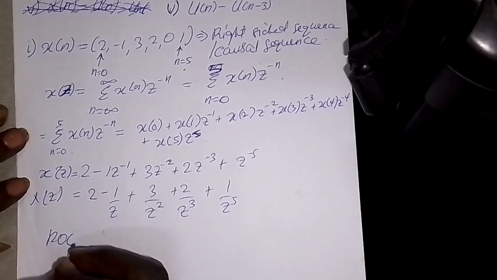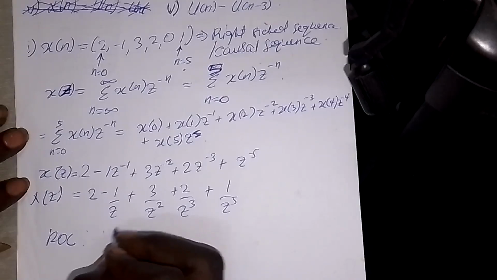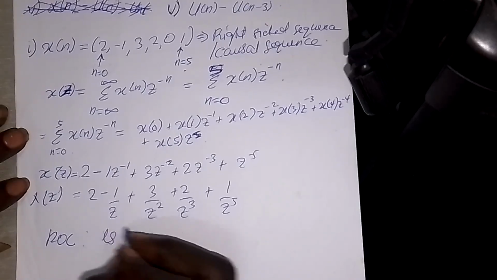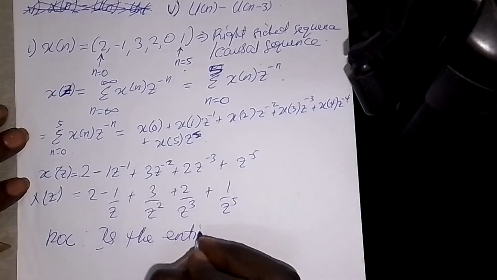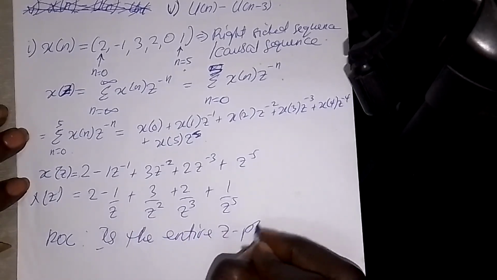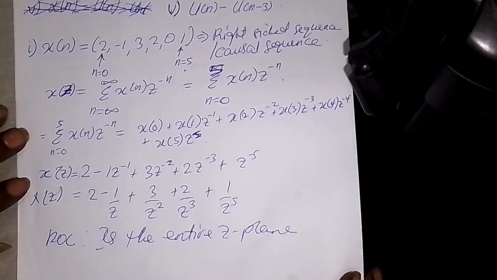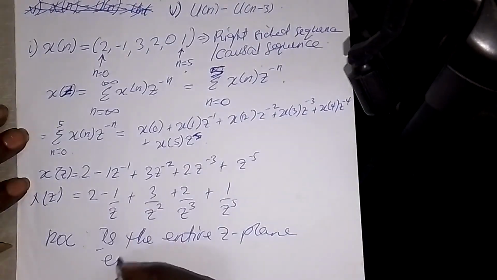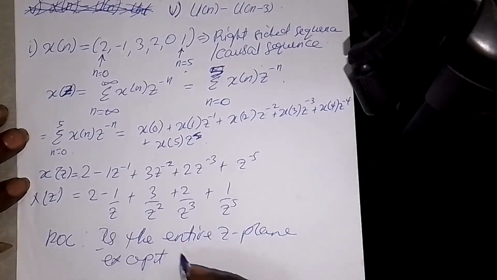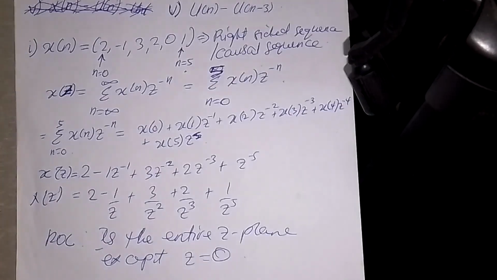But for my ROC, because it's going to infinity, I will say that the ROC is the entire Z plane, except z equals 0. Alright. So that becomes my ROC. Okay. So now we can go on to the next question.